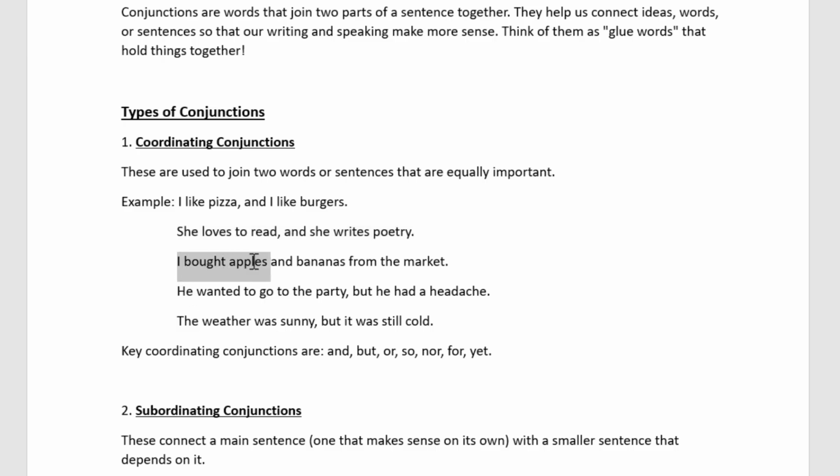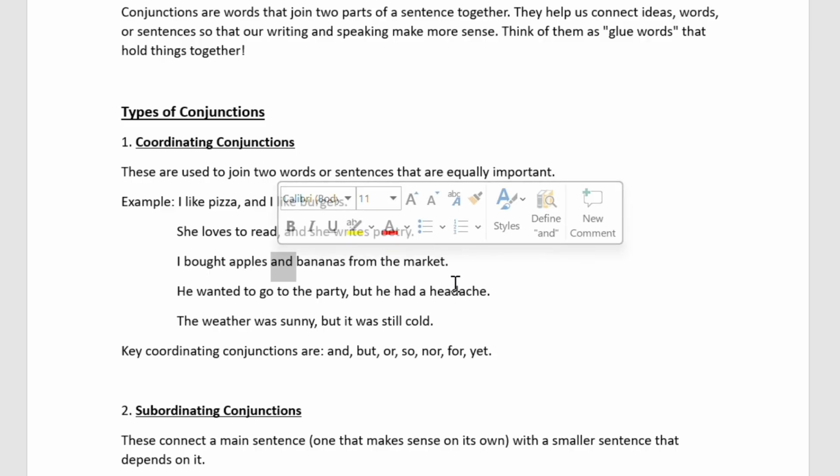I bought apples and bananas from the market. So the two sentences here are: I bought apples from the market. I bought bananas from the market. So we connected two sentences by using the conjunction and again. I bought apples and bananas from the market.